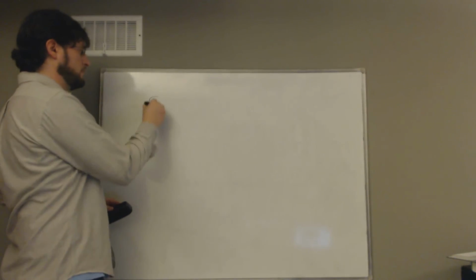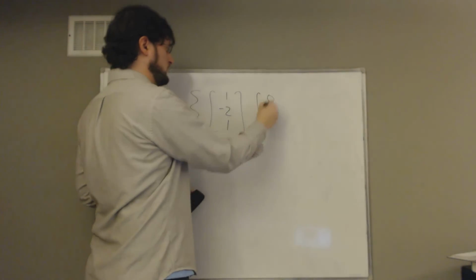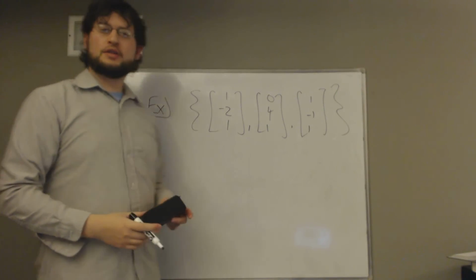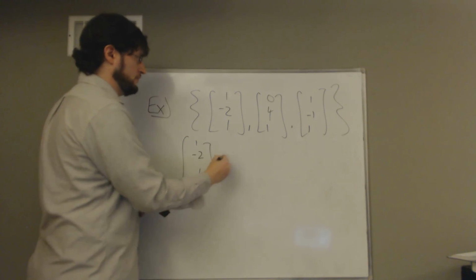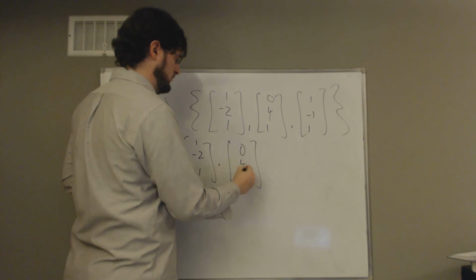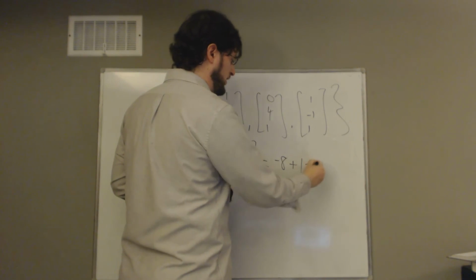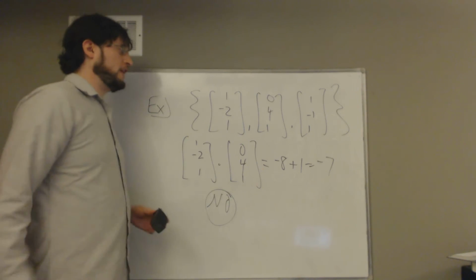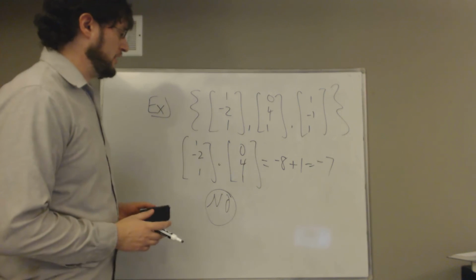How about this one? Again, let's just check our pairings. Here's the first and the second. 0 minus 8 plus 1, which is minus 7, and I don't need to check anything else. No. As soon as I find two vectors which are not orthogonal, the set as a whole is not an orthogonal set.